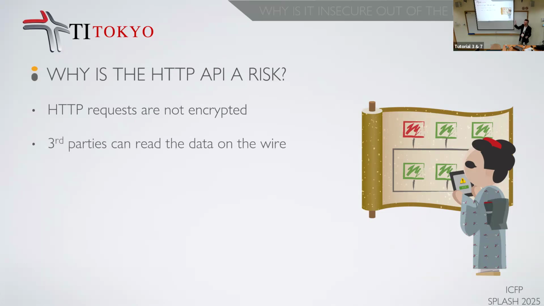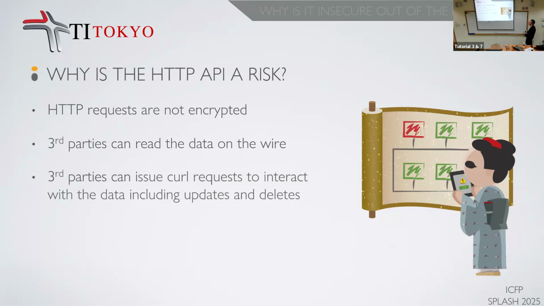Anybody here use Wireshark or tcpdump? Yep. Basically, it's a packet sniffer. You can sniff network traffic and read what's going on inside it. So yeah, this is a great way to practice that if you want to. But not only that, third parties can issue curl requests to the data, including updates and deletes. So exactly as you said a second ago, people can then issue malicious requests and affect your data. Everybody here curl familiar? Yes? Okay, good.